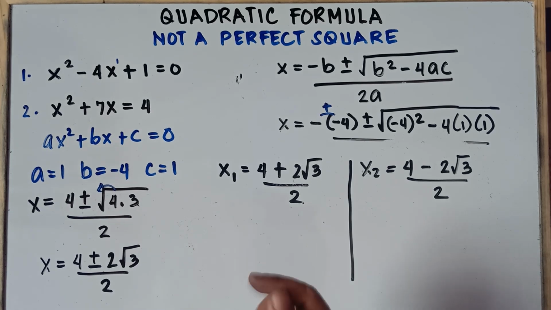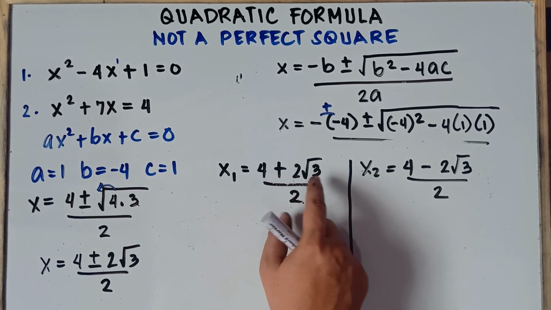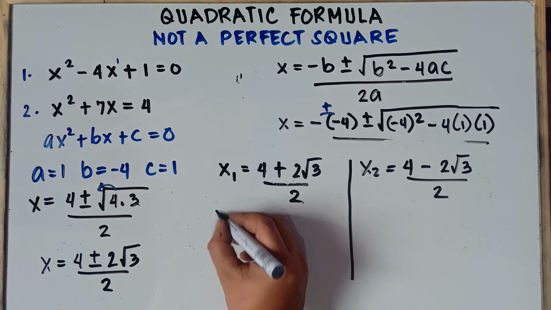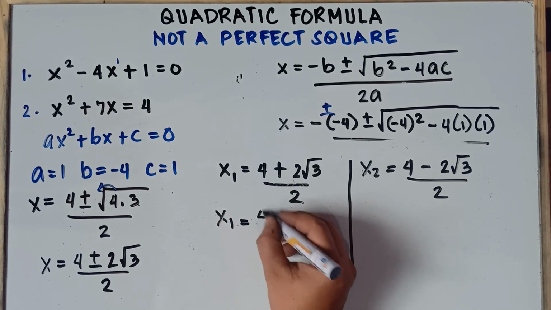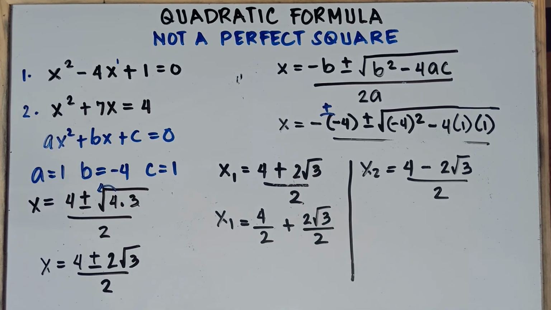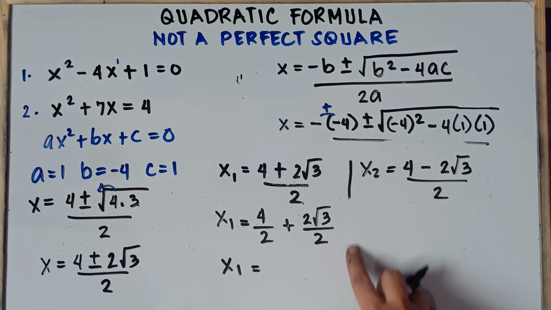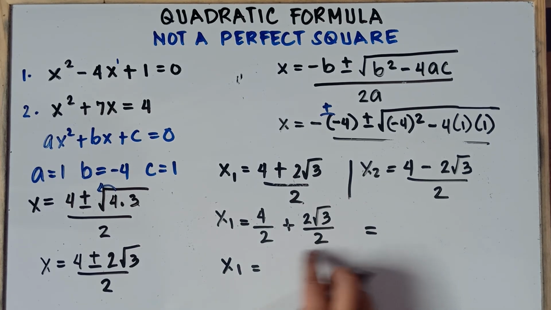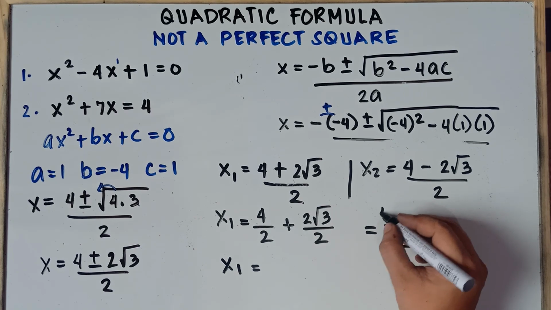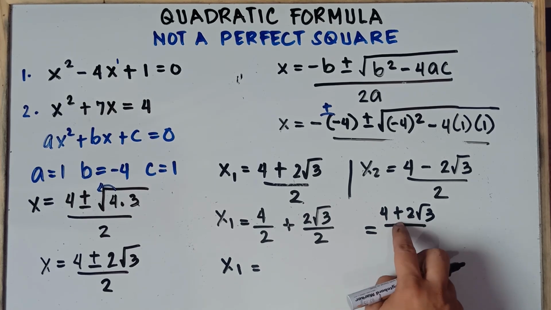Alright, and then once again, class, do not combine 4 and 2 square root of 3, because this 4 doesn't contain radicals. So the thing that we need to do, class, is we can separate this individually. We can write this one, x sub 1 equals 4 over 2 plus 2 square root of 3 over 2. If you still remember, class, in fractions, if they have the same denominator, simply copy the denominator and you can add the numerator. So that would be 4 plus 2 square root of 3.